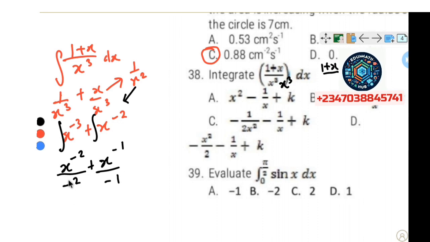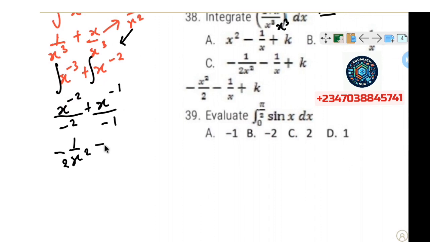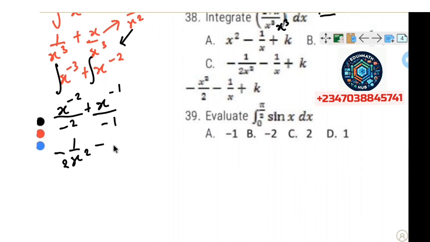So this is the same thing as writing minus, this reverse it back. This will be 1 over x squared, then 2 will be here, plus times minus minus minus, then this one will be 1 over x. Then you introduce the constant, maybe c or k, any of the constants you like.